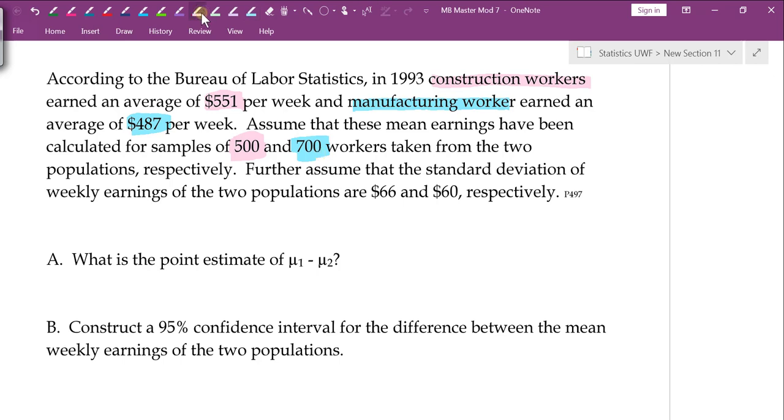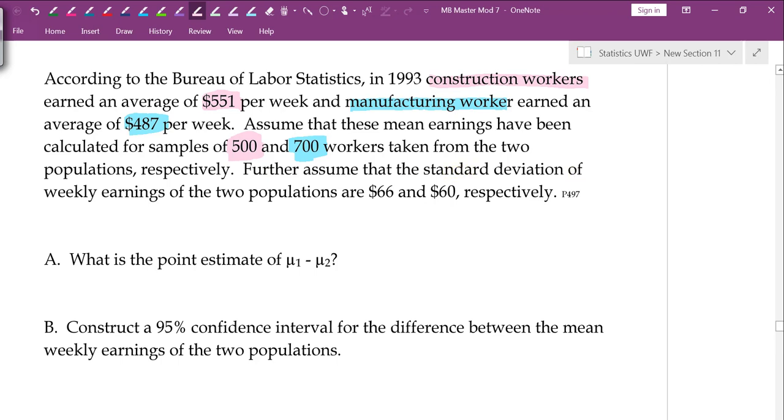Further assume that the standard deviations of weekly earnings for the two populations are $66 and $60, respectively. What is the point estimate for mu1 minus mu2? That's the first question we need to answer. So let's write down everything that we learned.